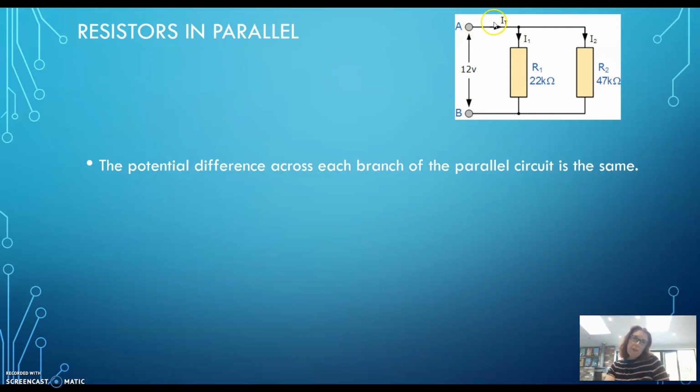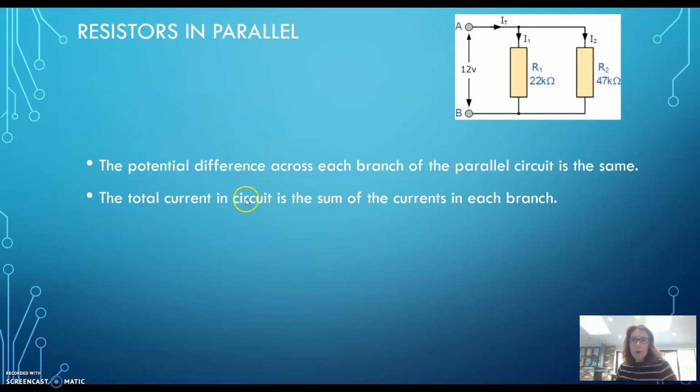If we think of across each of these branches then, they will get the same potential difference. So all the electrons that go this way give all their 12 volts to this resistor. And all the electrons that go this way give all their 12 volts to this resistor. So it's the current that's different, the voltage is the same. So the total current in the circuit is the sum of the currents in each branch. So if I wanted to get IT, I'd have to gather the total current, I1 plus I2.